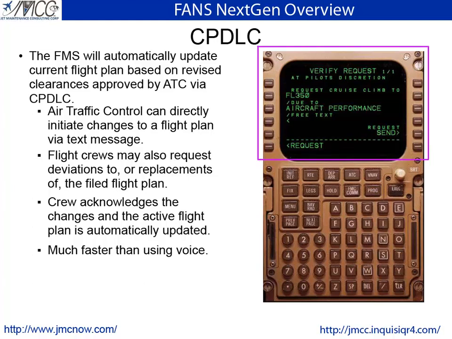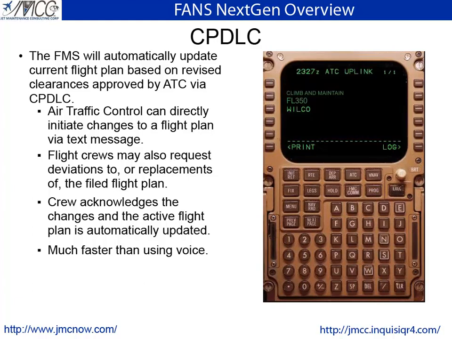In this example, the flight crew is making a request to air traffic control to climb to 35,000 feet due to aircraft performance. They have typed their request into the Flight Management System MCDU and will press the line select key next to Send to make the request. Air Traffic Control responds that the request is approved. The crew acknowledges the approved request by pressing the line select key next to Wilco, and then they climb to 35,000 feet.